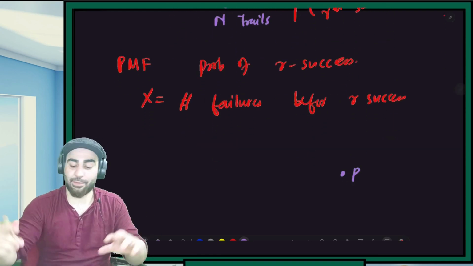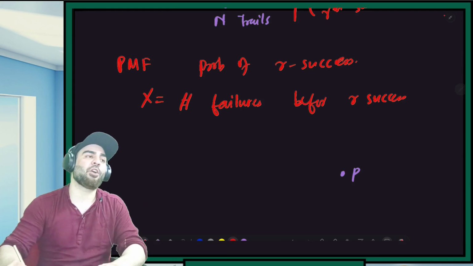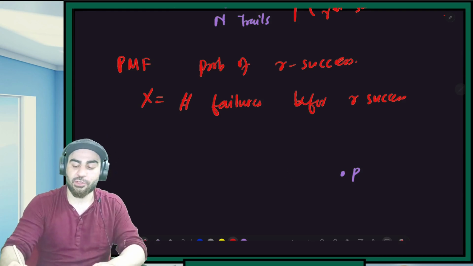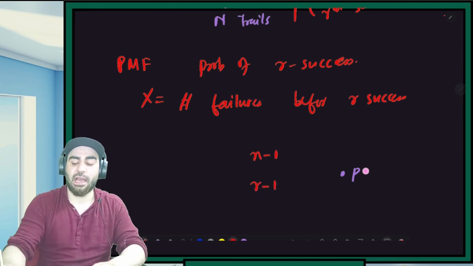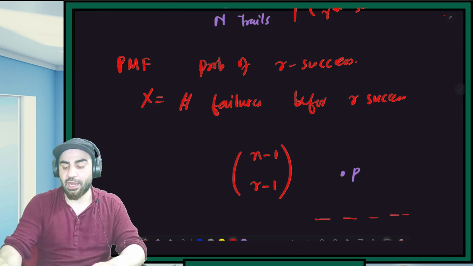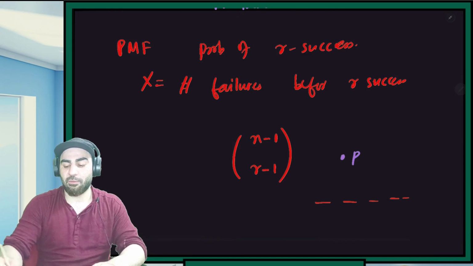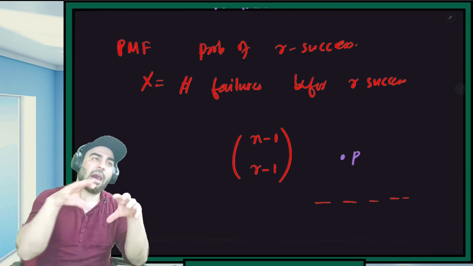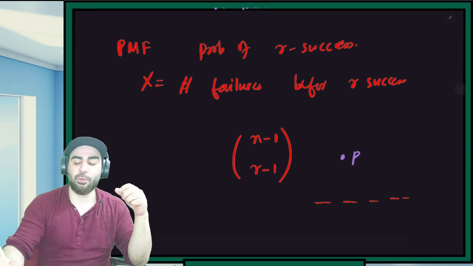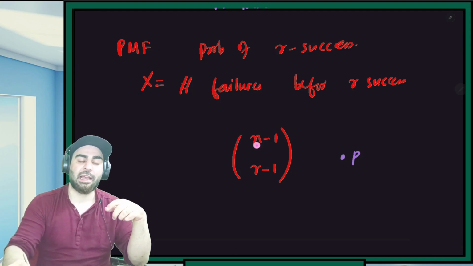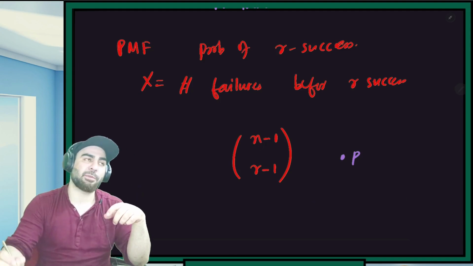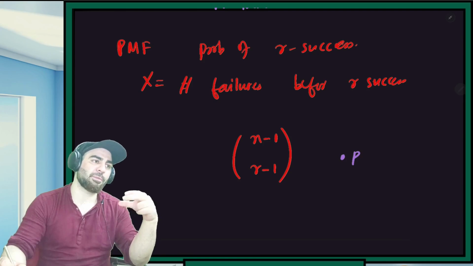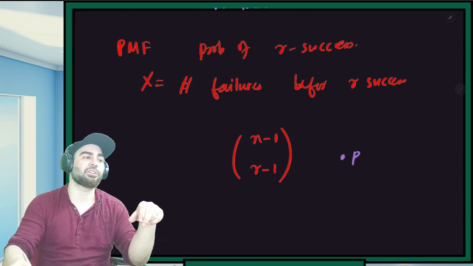So I got the rth success, that is I got a success p. I'll just write it separately. Now before this, I should have got r minus 1 successes. Out of how many trials? I should get r minus 1 successes out of n minus 1, because at the nth trial I got a success. This is basically filling the places. So I have to choose r minus 1 places for the successes to fill. How many ways to fill that? That is n minus 1 choose r minus 1. Out of n minus 1 places, you have to choose r minus 1 places.